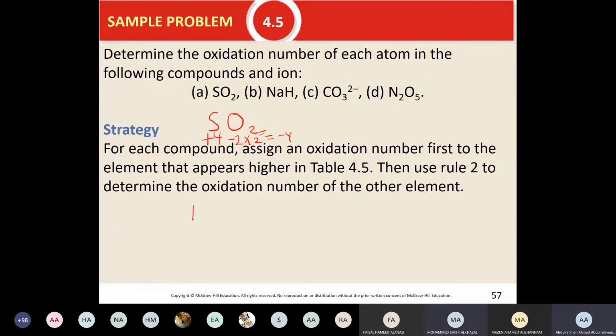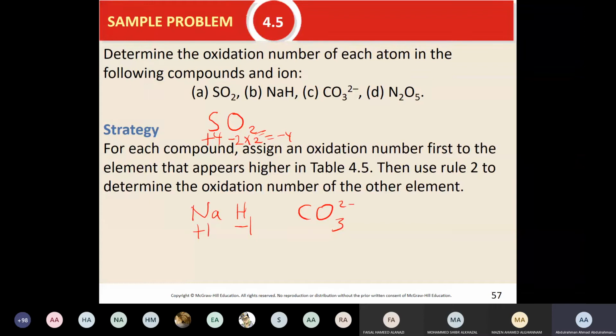Good. How about NaH? Hydrogen is always +1, except when it's with what? With alkali. Hydrogen in this case is -1. What's sodium then? Sodium is +1.